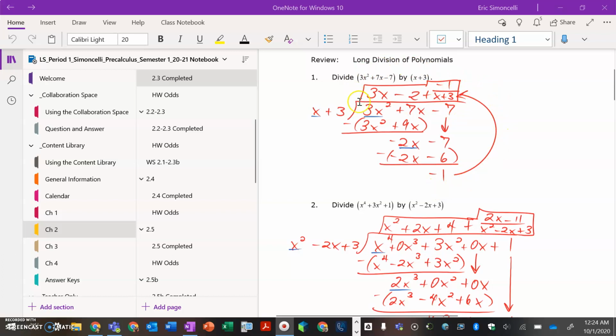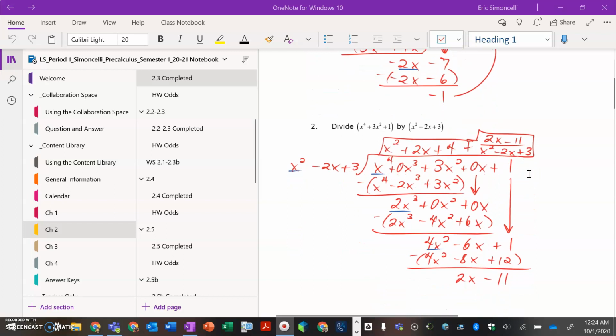Okay, so this full answer, 3x minus 2 plus negative 1 over, and if you're wondering where x plus 3 came from, well, that was the original divisor. So this entire quantity is in fact your full-fledged final answer. So I would like you to try number 2 on your own.